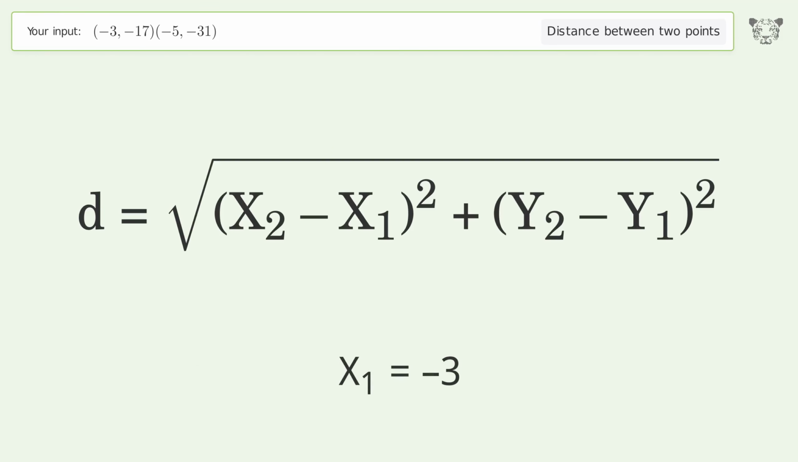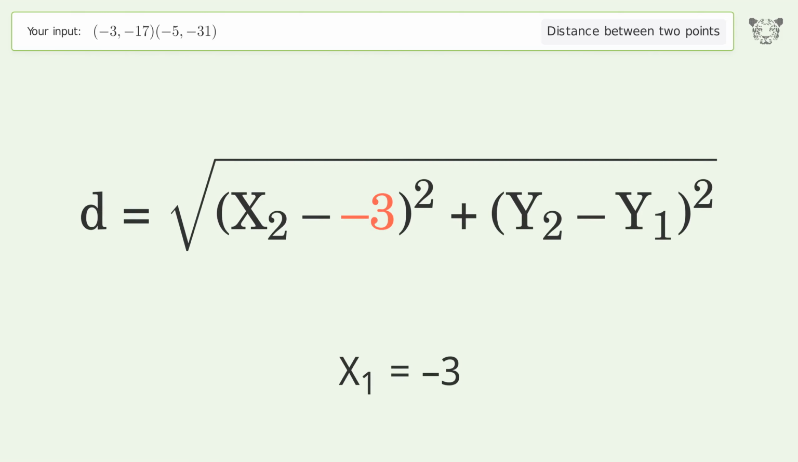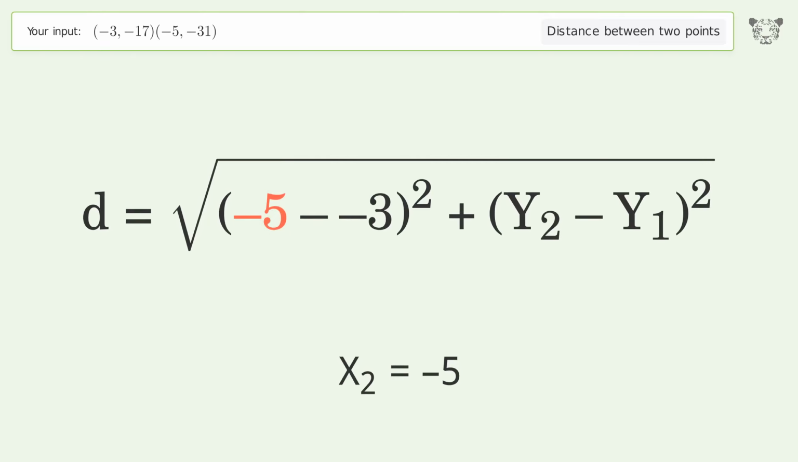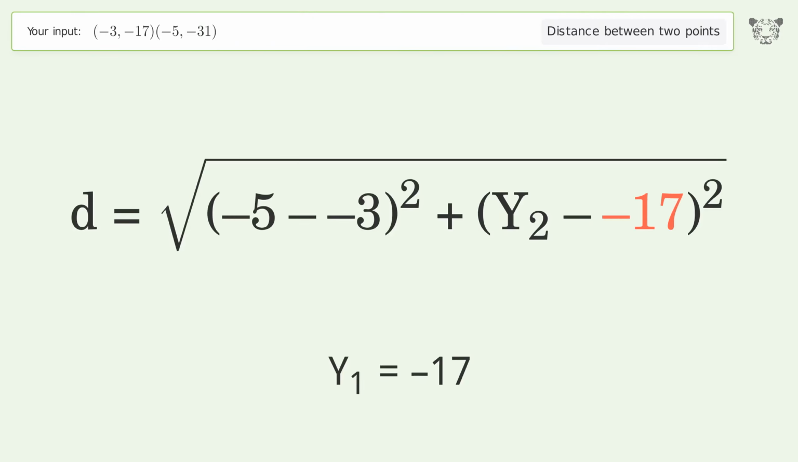x1 equals -3. x2 equals -5. y1 equals -17. y2 equals -31.